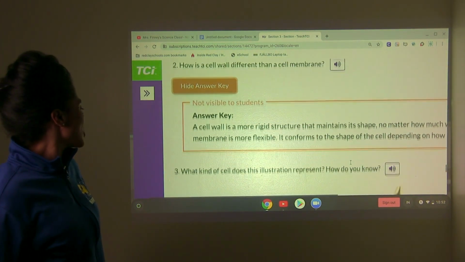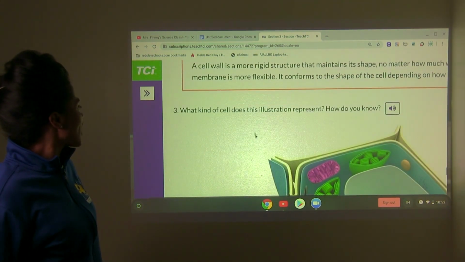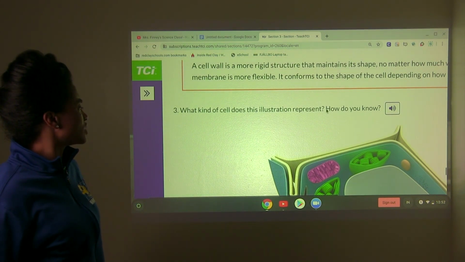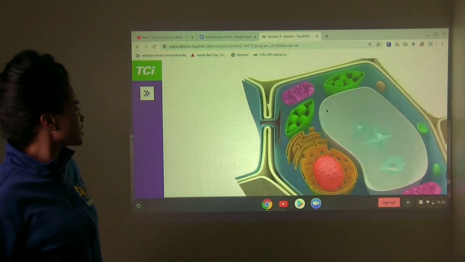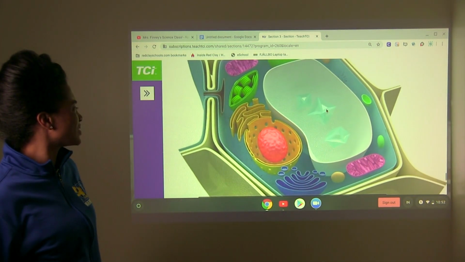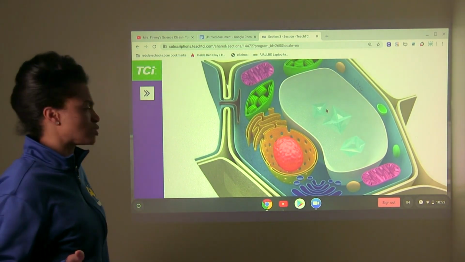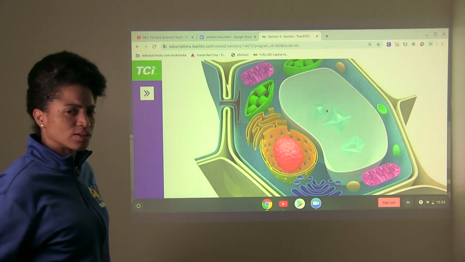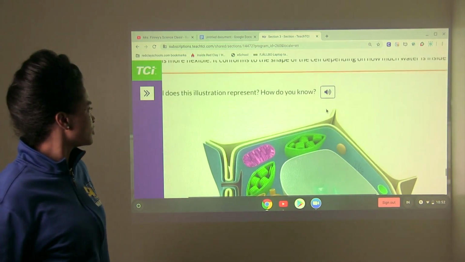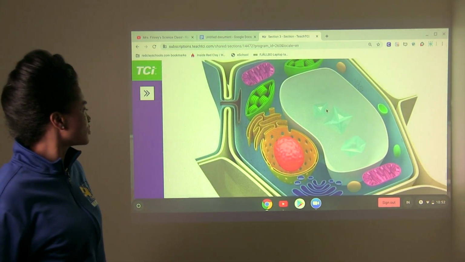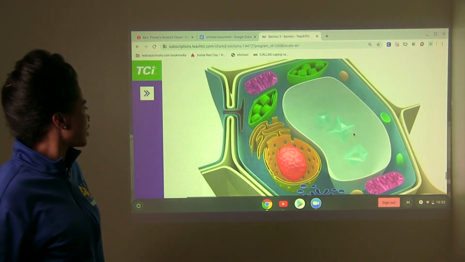Okay, here we go. What kind of cell does this illustration represent? Take a look. What kind of cell is this? Plant cell? Bacterial cell? Animal cell? How do you know? What do you see here? Okay, see if you can identify those parts.